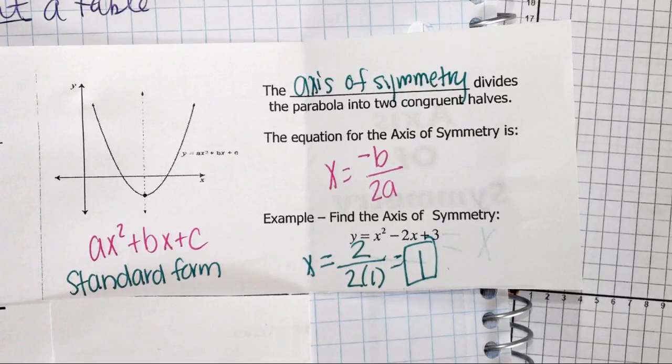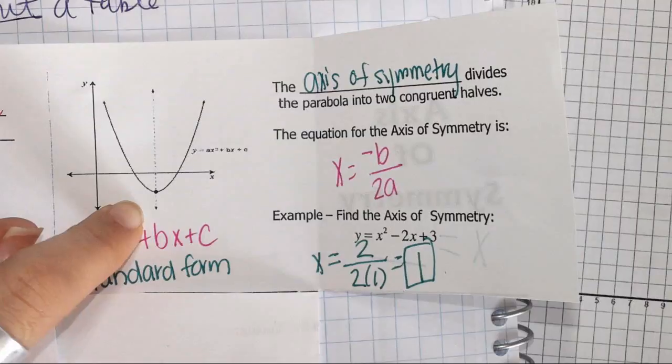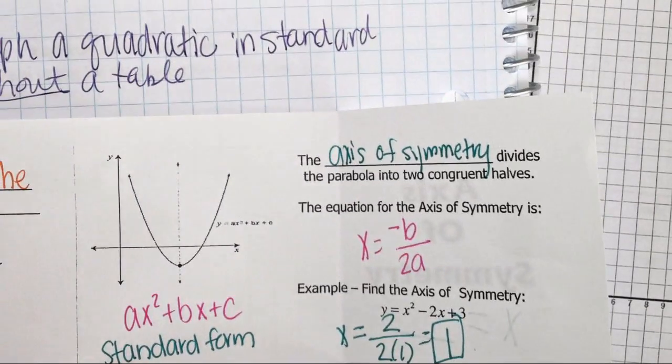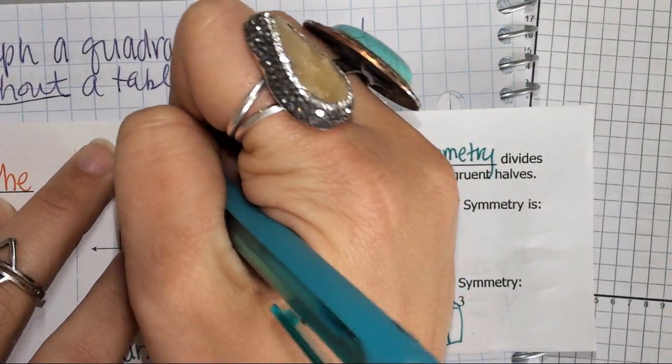Okay, now, the axis of symmetry cuts the graph in half. Now, is it a solid line or is it an invisible line? Invisible. This is an invisible line.